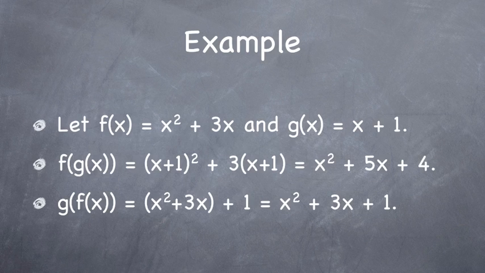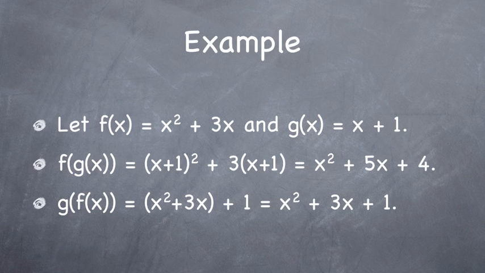So for example, suppose we have two functions, f is x squared plus 3x, and g is x plus 1. For f of g of x, I'm going to take my outside function f, and everywhere I see an x, I'm going to replace it with a copy of g, so x plus 1. So notice that's what we've done here. I've taken my function x squared plus 3x. Everywhere I saw an x, I've replaced it with x plus 1. So my new composite function is x squared plus 5x plus 4.